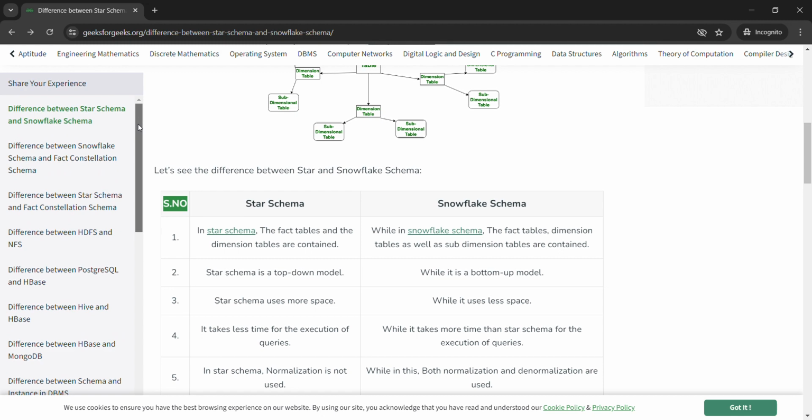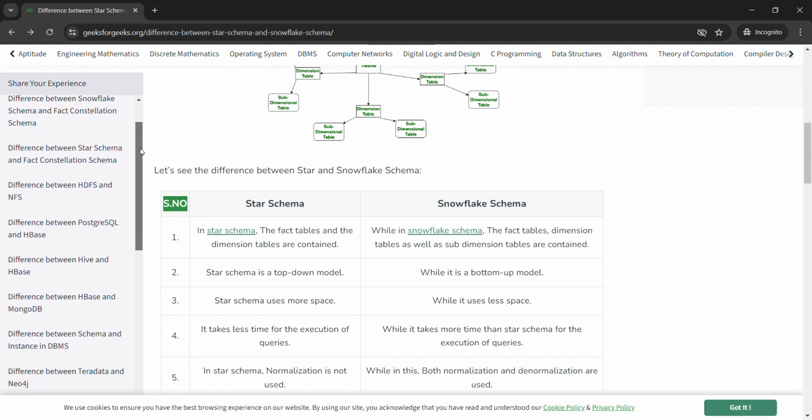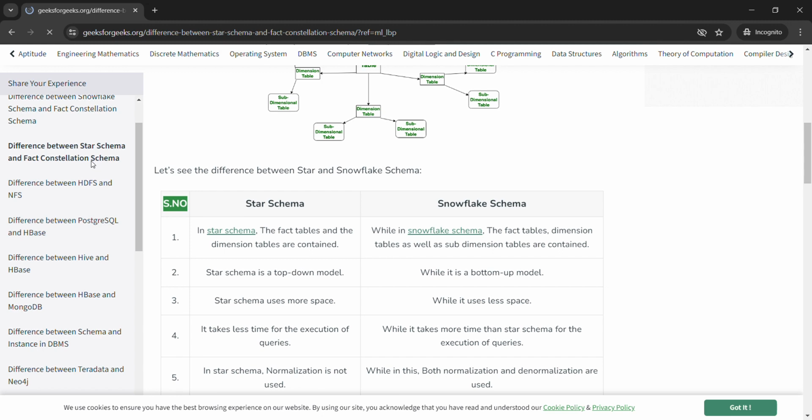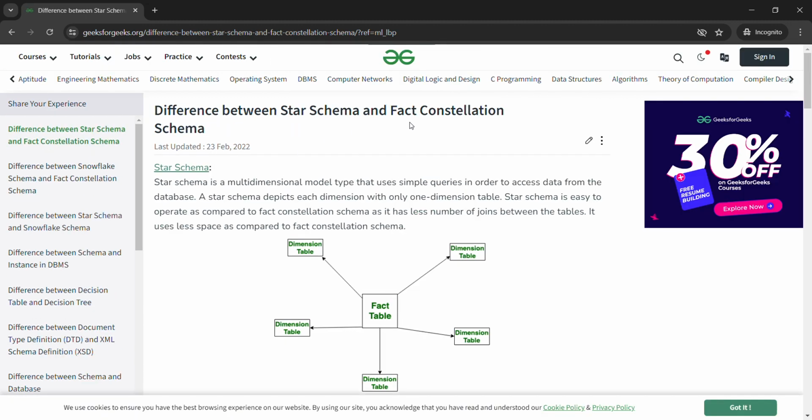And next is the difference between star schema and fact constellation schema. So these are all data warehouse concepts. So what is the star schema? Star schema is a multi-dimensional model type that uses simple queries in order to access data from the database.